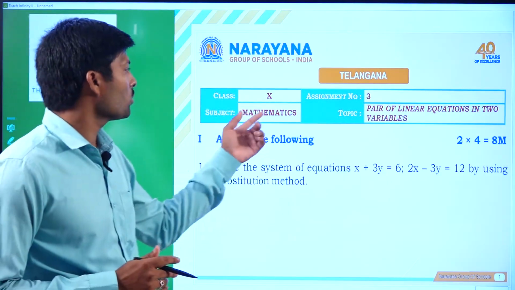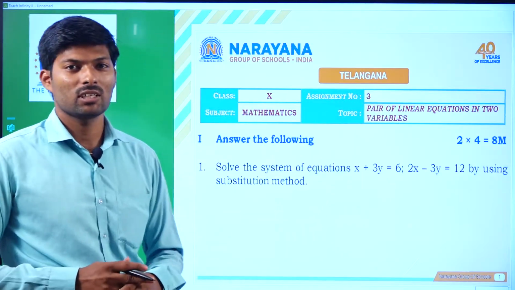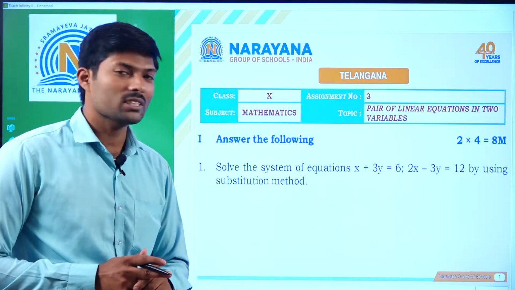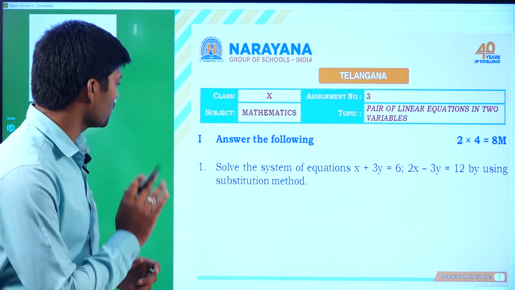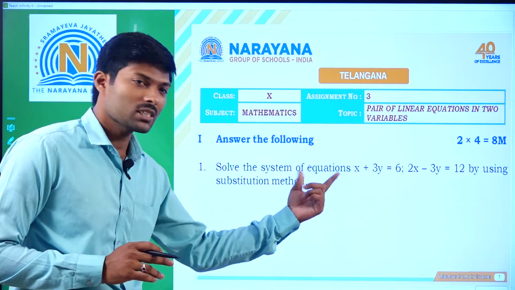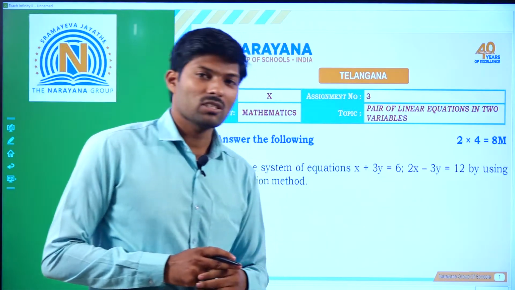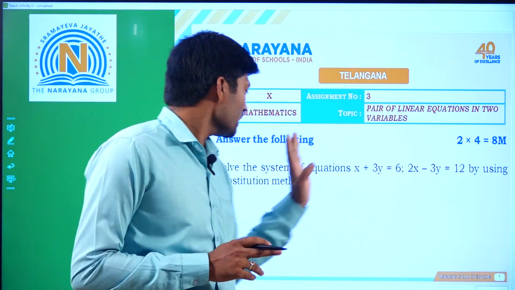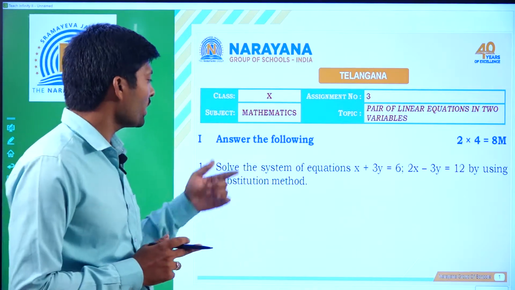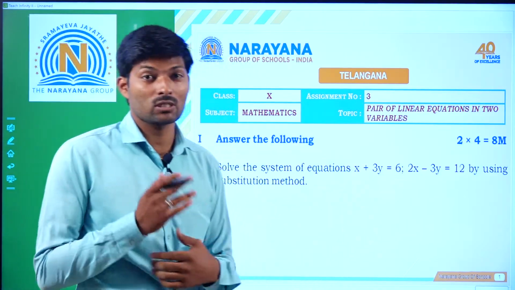Today I am going to explain about assignment number 3 from 10th class. The topic is pair of linear equations in two variables. Let us go for the first question. Solve the system of equations x plus 3y is equal to 6, 2x minus 3y is equal to 12 by using substitution method. So, we have to find the solution of these two equations by using substitution method.